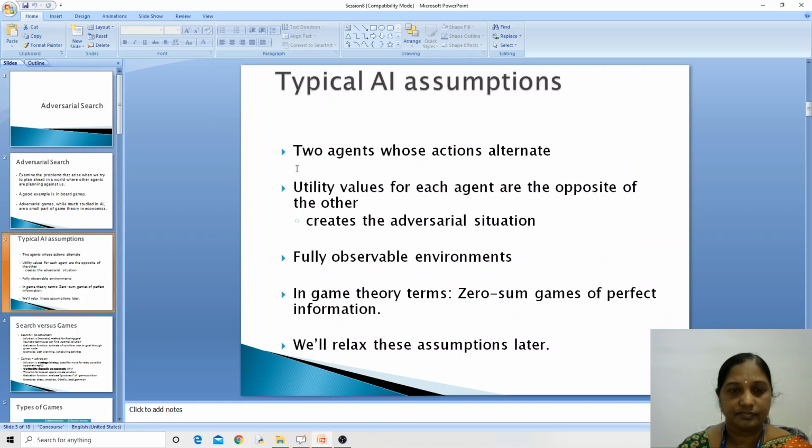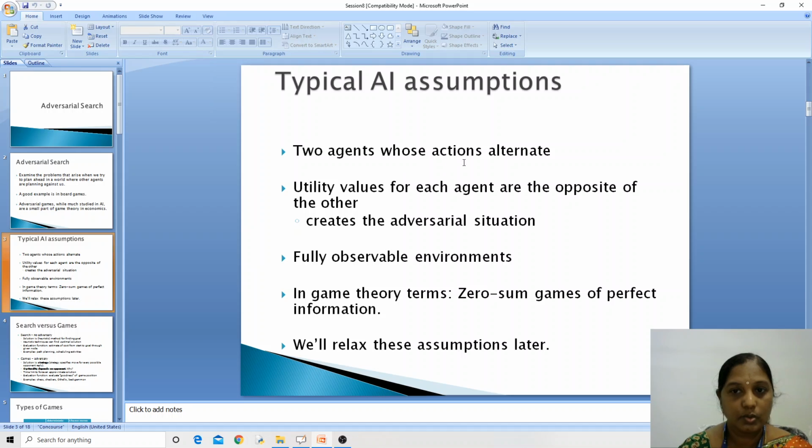Next, what are the typical AI assumptions? What assumptions do you have while playing your game? Mainly we have two assumptions. The first one is that we are in a competitive environment. That means you are always trying to win the game, and your opponent is always trying to defeat you. That means he always tries to decrease your winning chance.